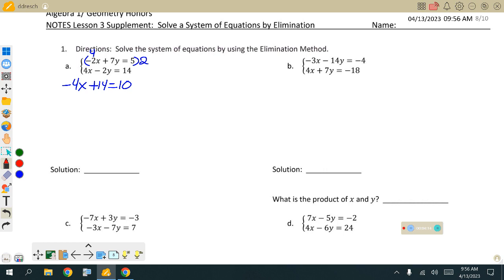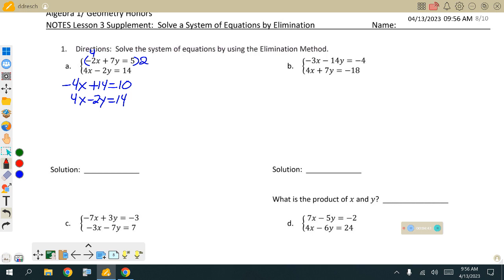Now, do I need to do anything with that bottom equation? No, that bottom equation was nice. It's already a 4, isn't it? I want a 4 and a negative 4. We now have that. So all I'm going to do is take that bottom equation and just bring it on down. That bottom equation is good to go. I don't need to do anything with it. Don't touch it. Don't break it. Just bring it on down. Okay? So you're good to go now.